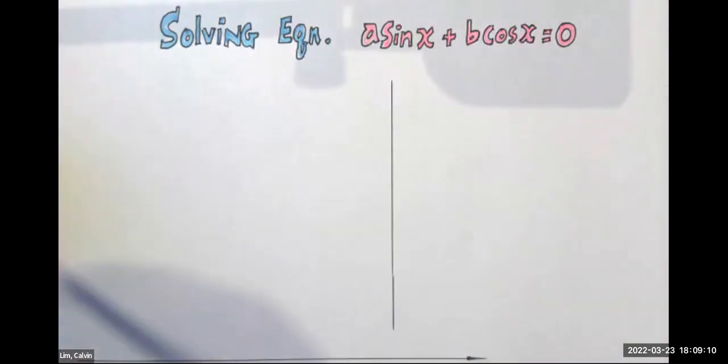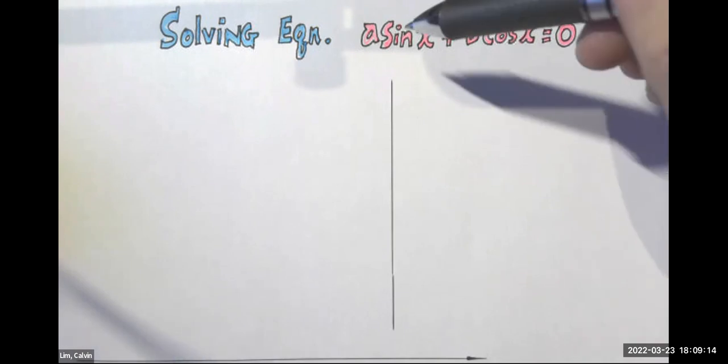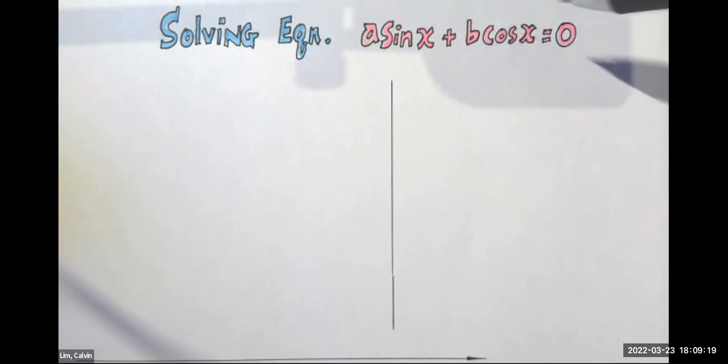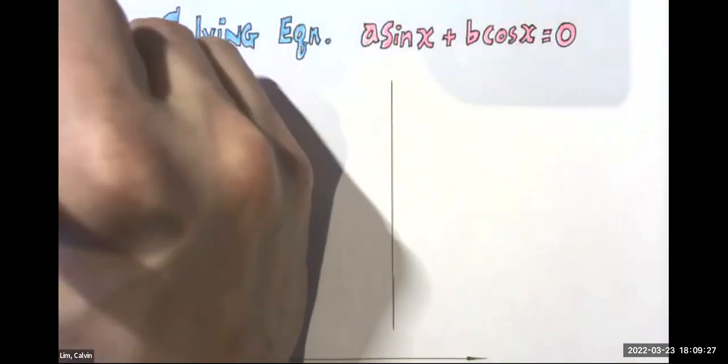Today I want to explain the mechanics of solving equations of this type: a sine x plus b cos x, where a and b are constant real numbers and are not zero.